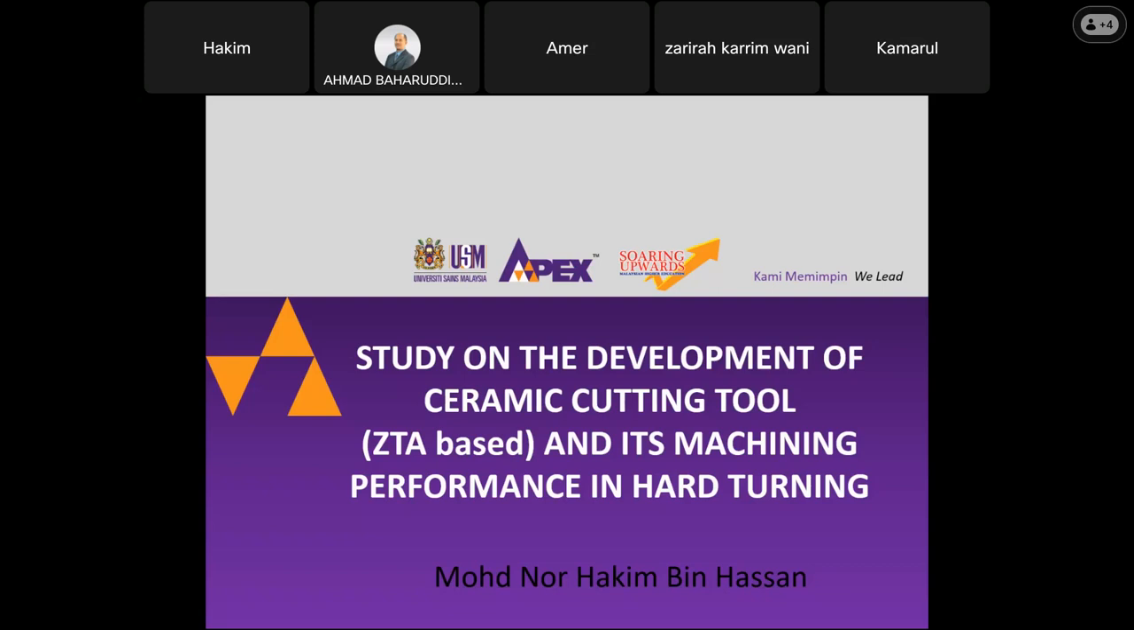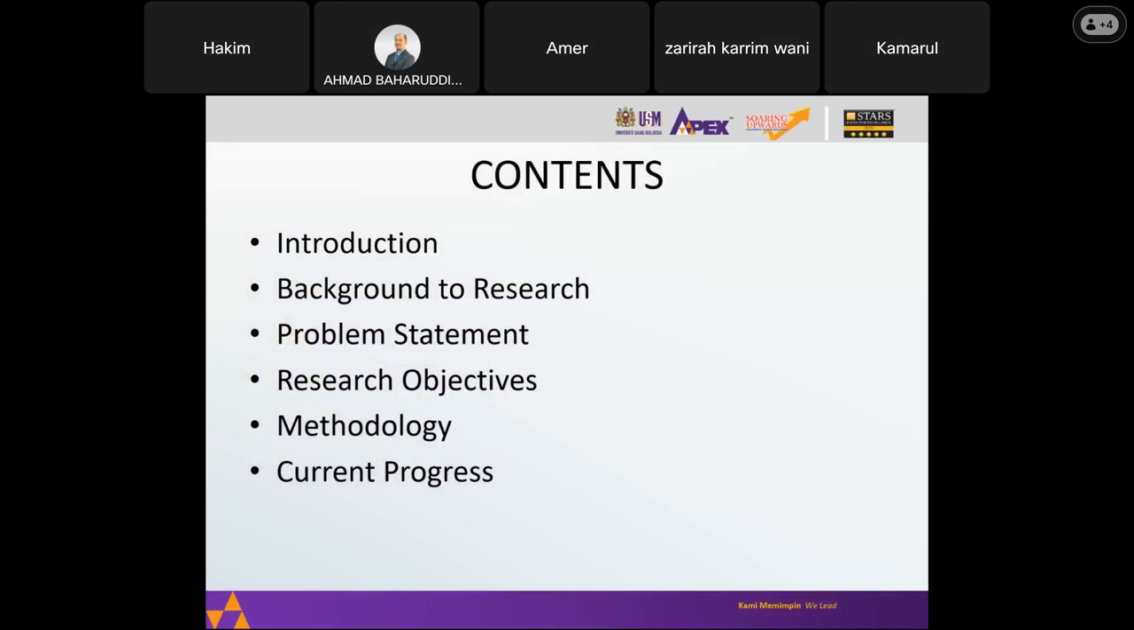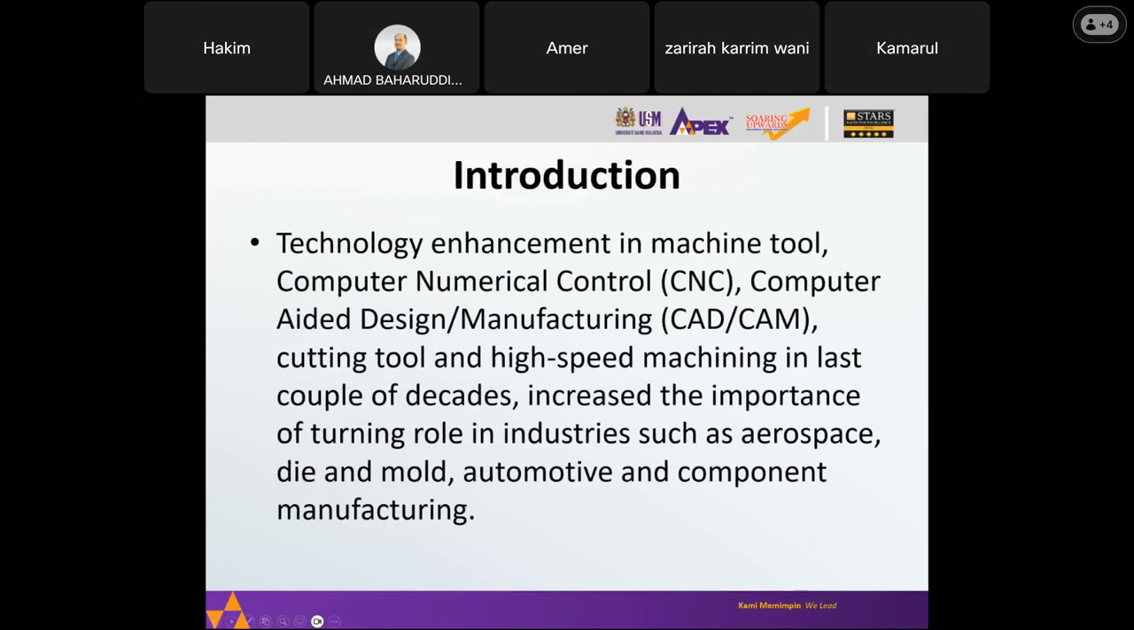Okay, I would like to share my journey today. So the content of my sharing this evening is introduction, background to research, problem statement, research objective, methodology, and the current progress, the result of my research. So go to the section of introduction first.